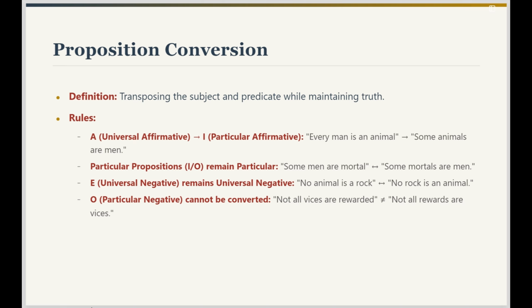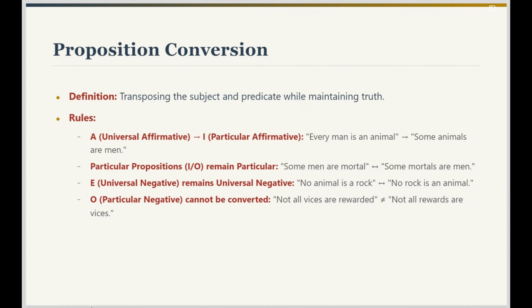Why? Because initially, man is smaller than animal. After swapping, animal becomes the subject and must be restricted. For particular propositions like some men are mortal, swapping gives some mortals are men. Both are true because both men and mortals are restricted sets. Similarly, no animal is a rock converts perfectly to no rock is an animal because the exclusion relationship is mutual.